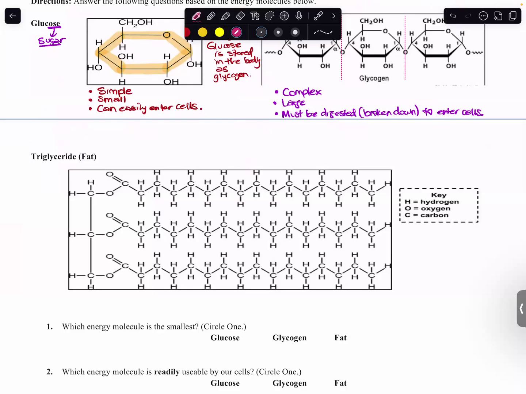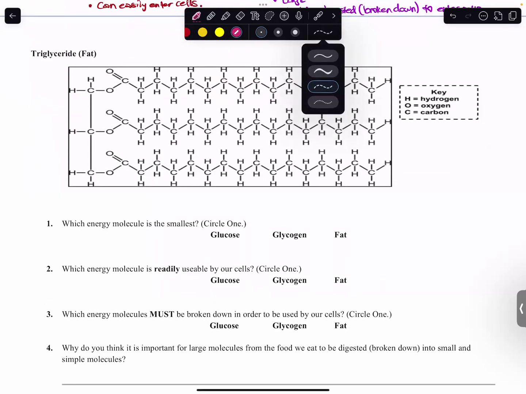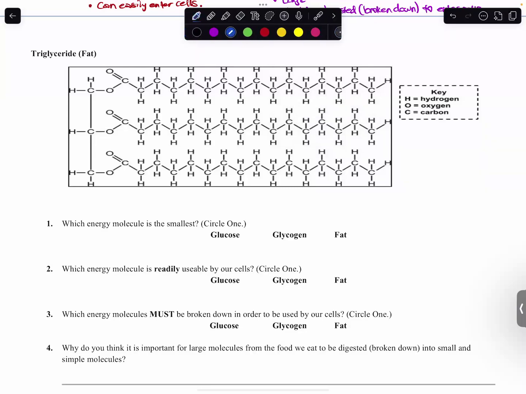And then we also have triglycerides, AKA fats. All right. And if I'm looking at this, just at a quick glance, I can literally see here that fats are very complex, right? I just see these letters everywhere. It looks longer, it looks bigger as compared to glucose and glycogen, right? And fats also have a lot of stored energy, right?